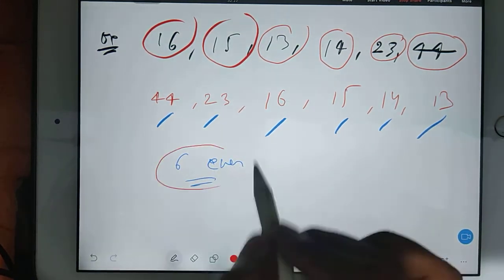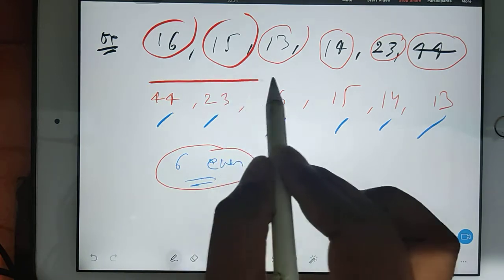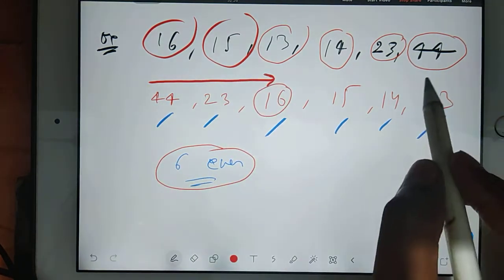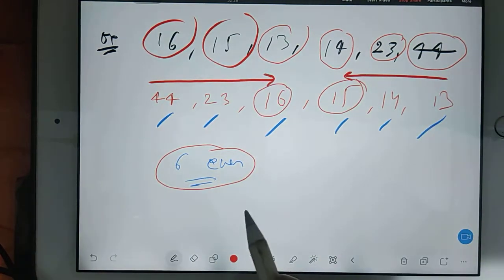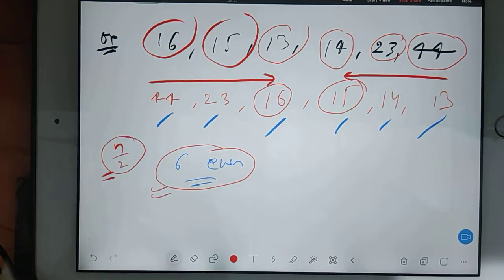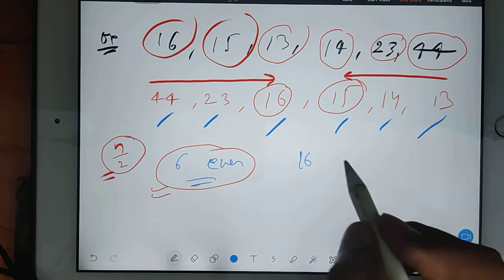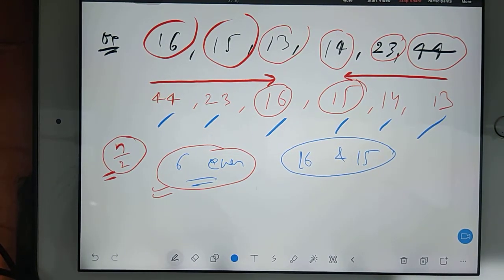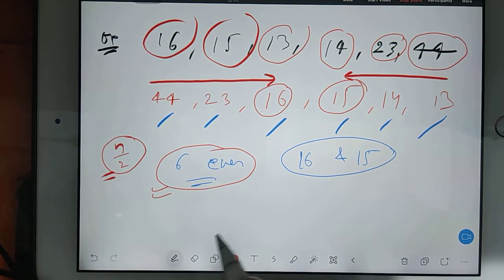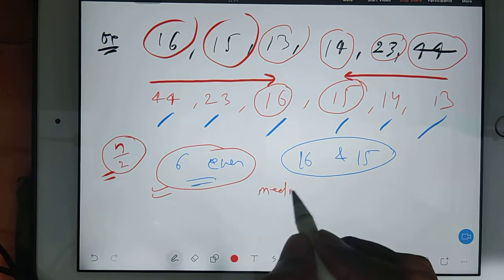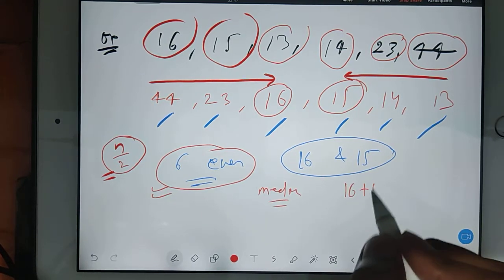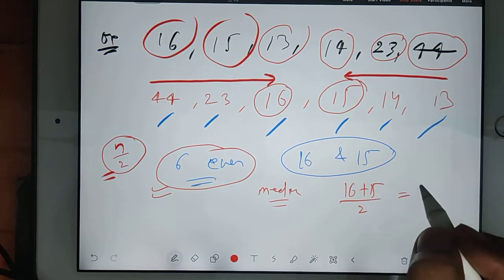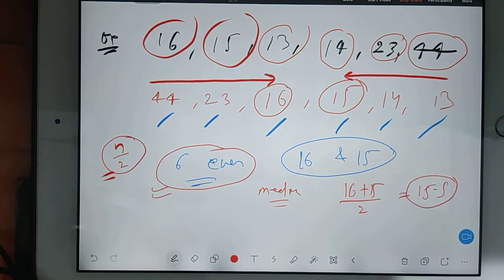So how will you know you have two middle values? See, half of 6 is 3. So from this also at third location you have 16. From this also at third location you have 15. So n by 2, n by 2 means 6 by 2, I mean 3. Okay, we got 16 and 15. These two are the middle values now. But median can be only 1. So what will I do? Again I will take the average of this. So median is equal to 16 plus 15 by 2. So I think 15.5 will be the right answer.